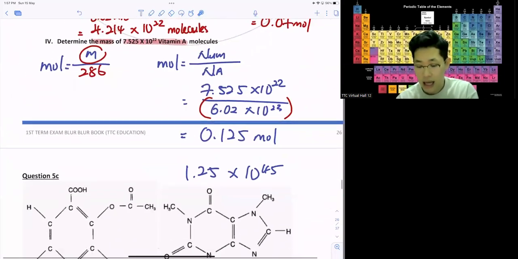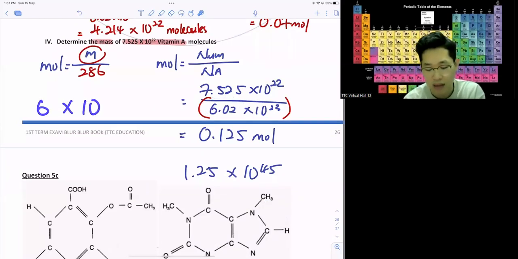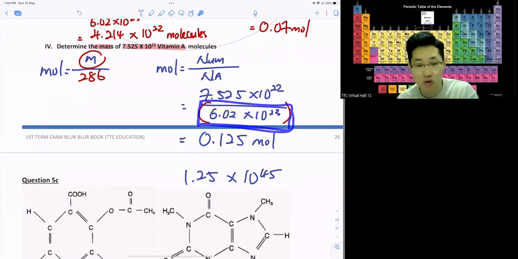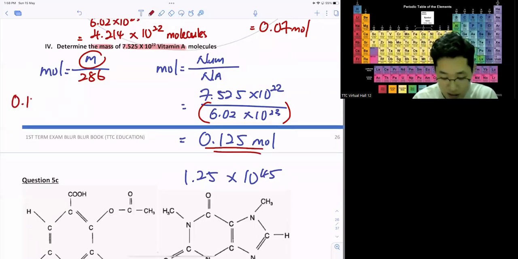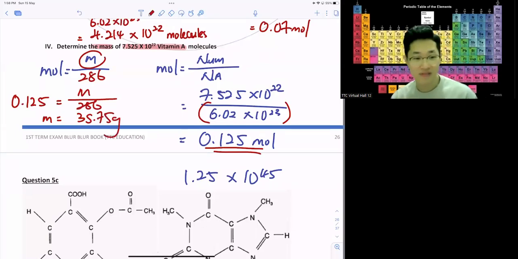Okay. And the actual value is 6.02. Very seldom, sometimes a question will change to 6 times 10 to the power of 23. Sometimes that question will do that, but most of the time, it's always 6.02. Okay, you got the mole already. Sub it in. And the mass will be equals to 35. Oh, thank you. Very good. 35.75. Nice one.